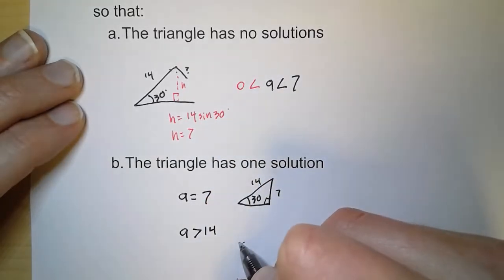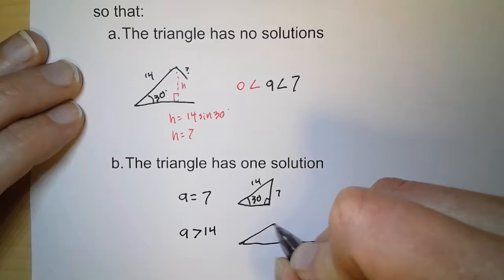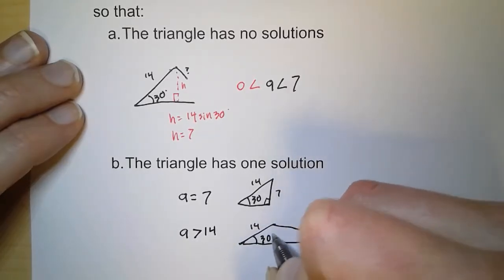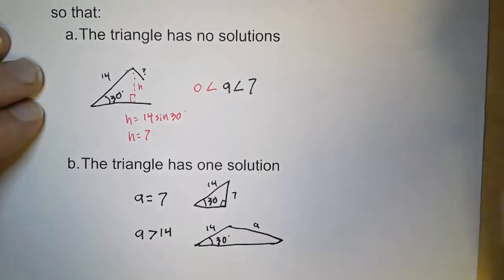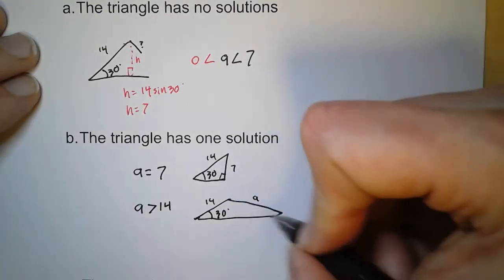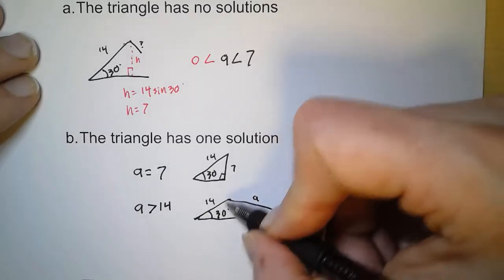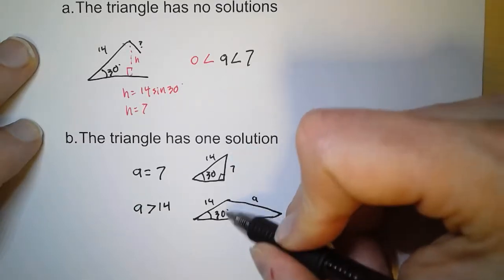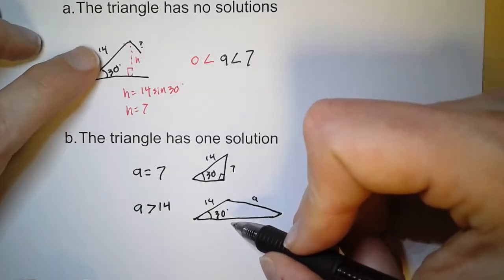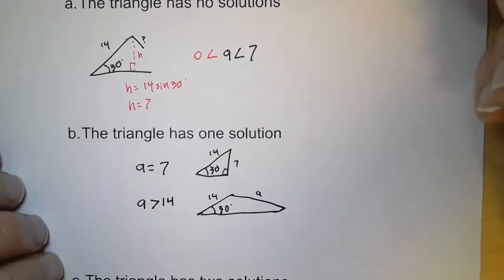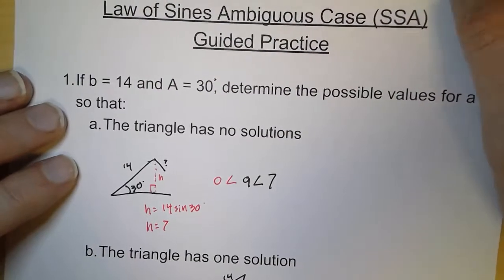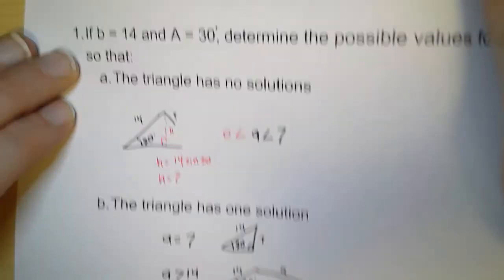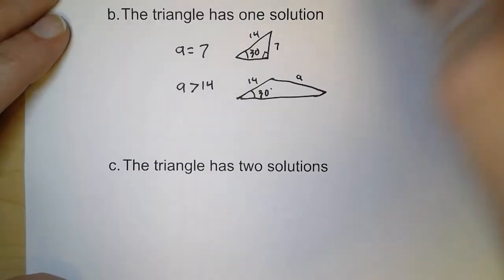Now, what does that look like? Well, it's going to look something like this. So here's 14, here's 30, and here is side a over there. It's got to be long enough to connect, which it is, but it can't fit in here. Why not? Well, if it were to fit in between the height and the other side that we're given, then that means that the triangle could have two solutions. And I always tell students, if it can fit between these two numbers, whatever they are, then you're looking at a scenario where there are two solutions.